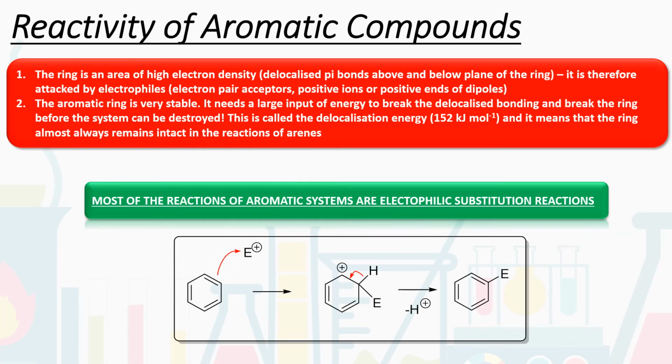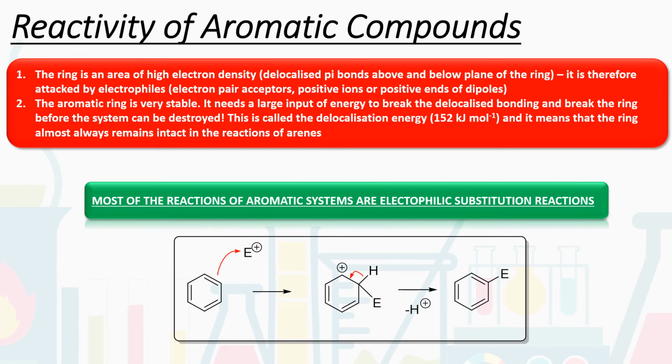And so the reactivity of aromatic compounds, we'll see in a lot more detail in the next video in this series and look at the mechanism for it. But the ring is a very, very strong region of electron density. We have these delocalized pi bonds, these six carbon atoms that have all delocalized their electrons, and we have this delocalized pi system above and below the plane of the ring. So it's very electron rich, high electron density. And so therefore it's very good at acting as a nucleophile, and it can be attacked by electrophiles.